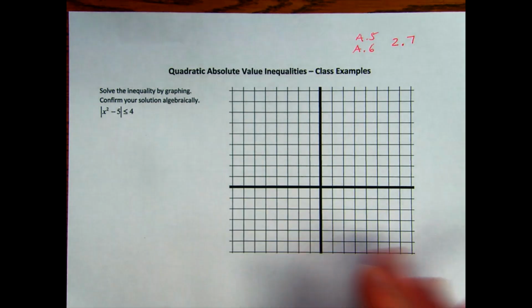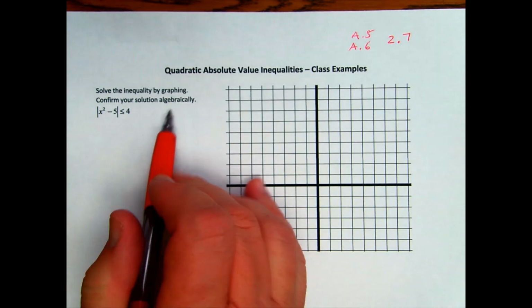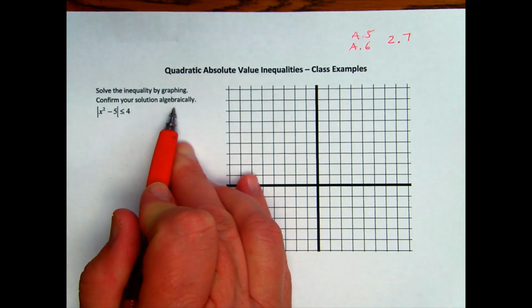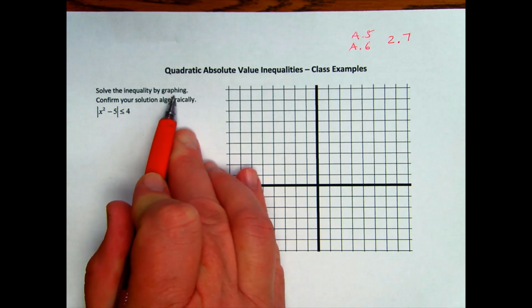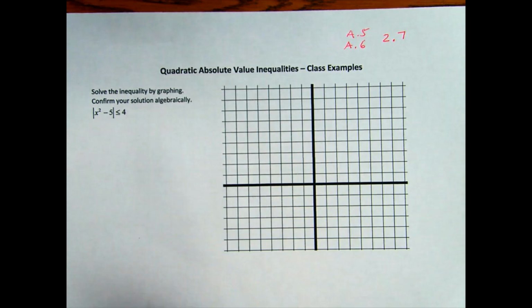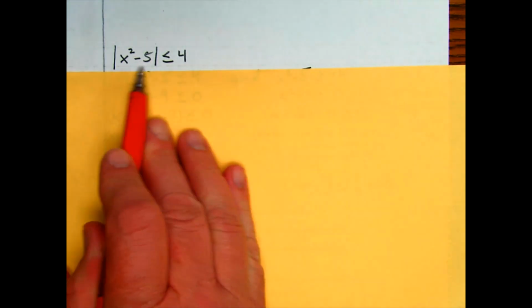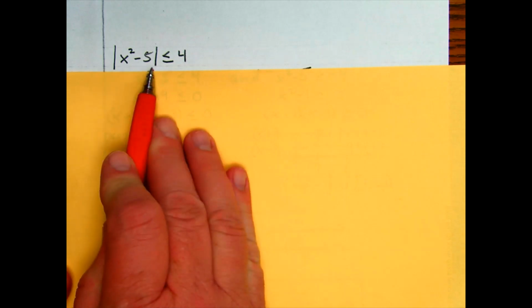I'm actually going to take the reverse approach. I want to do the algebraic approach first, and then after that, we'll take a look at how this plays out graphing. All right, in the interest of time, I already worked out all the steps here, so we'll just run through what needs to happen to get this thing solved algebraically. Right, so x squared minus 5 inside of absolute value less than or equal to 4.